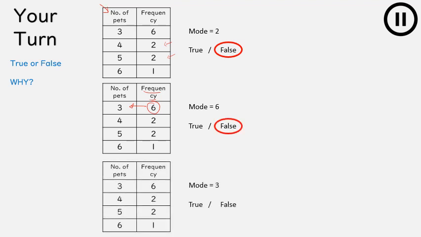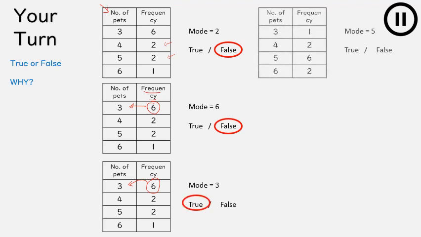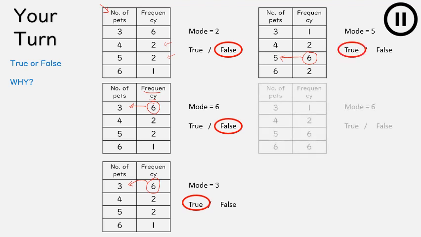This one here, is the mode 3? Well, which one has the highest frequency? This one here. And what is that corresponding to? That corresponds to the 3, so that one was true. This one here says, is the mode 5? Well, let's have a look. The highest frequency is this here, 6. And what does that correspond to? 5. 5 pets, so that one should be true.